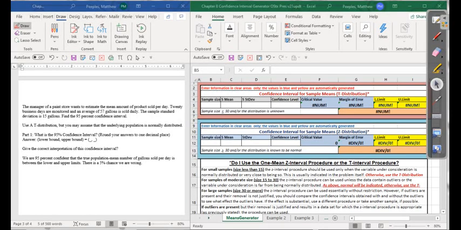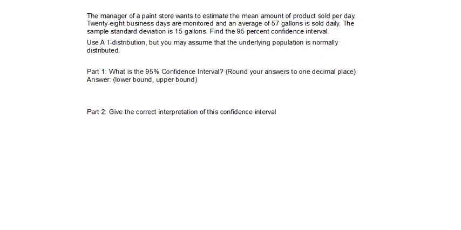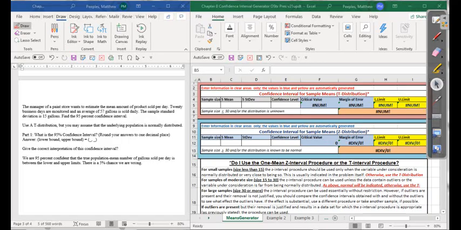Well, this is a t-distribution, so again we go to our red and we're going to enter in the information that we know. What is our sample size? Well, if you read the instructions, we're told that 28, well, let's go back to the problem right here. 28 business days right here. So let me update my problem right here. It's 28.